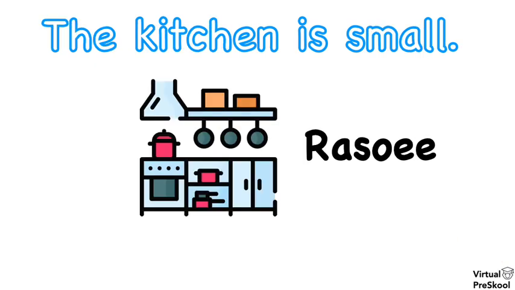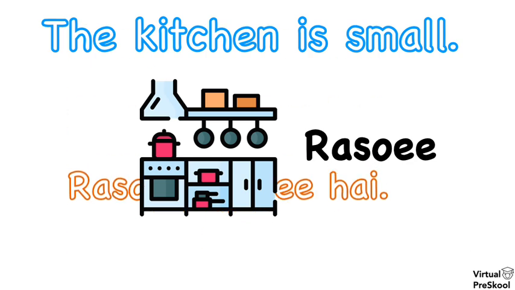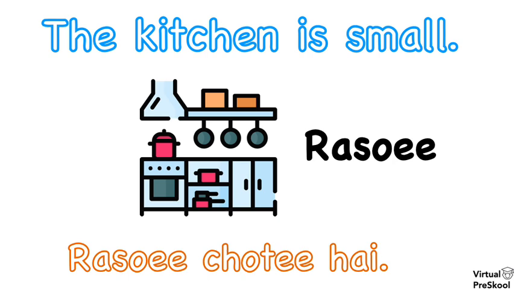Okay, let's do the next one. The kitchen is small. Kitchen is rasoi. It's a stri noun. Rasoi choti hai. Remember what we just talked about with the matching? See how these match? Rasoi choti. It matches. We don't say rasoi chota hai. We say rasoi choti hai.